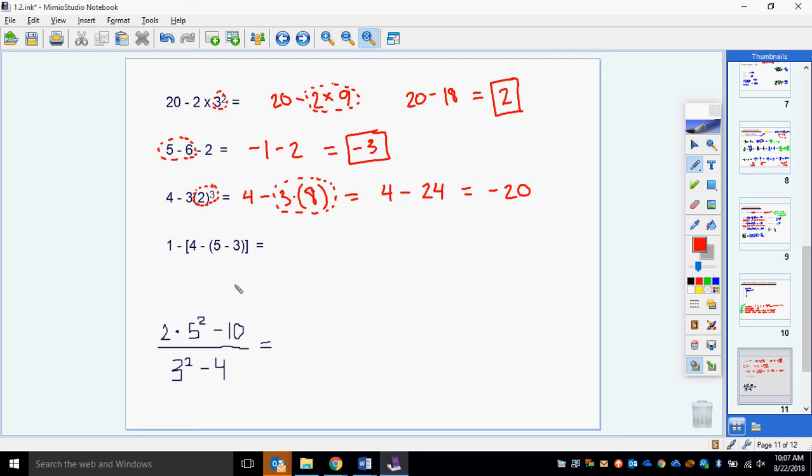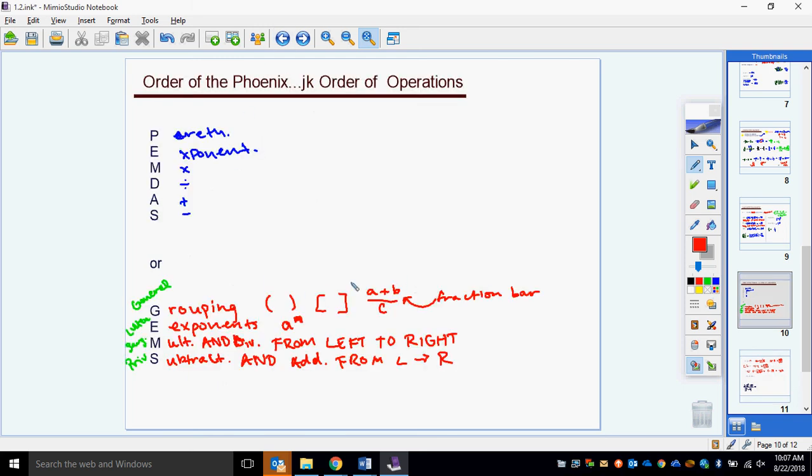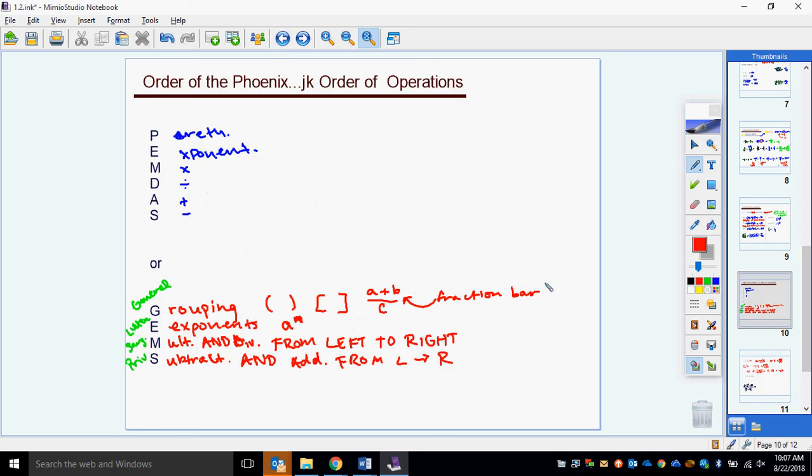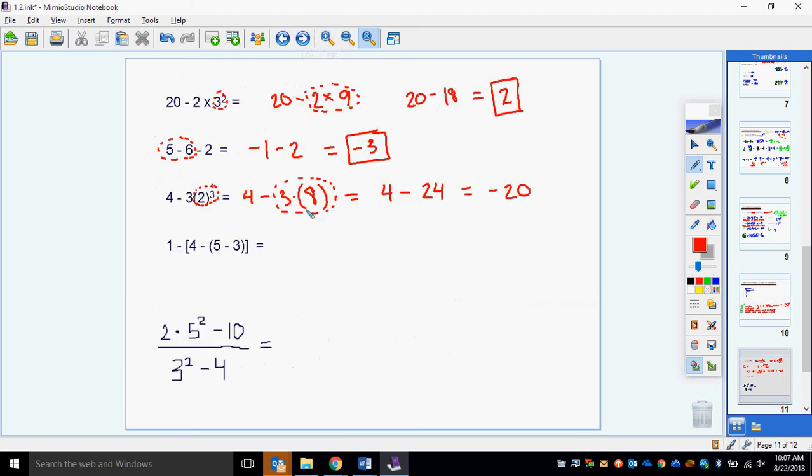And the last one. Now I see brackets and I see parentheses. So those are both grouping levels. Okay. Now grouping is not left to right. It's from inside out. Okay, so the furthest on the inside goes first.